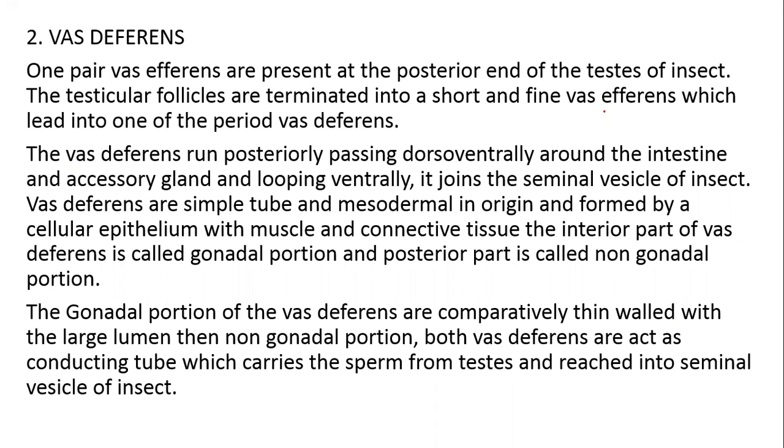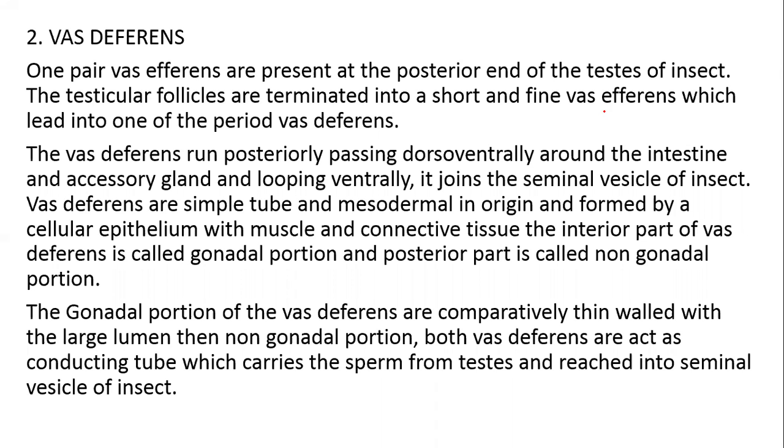A pair of vas deferens are present at the posterior end of the testis of the insect. The testicular follicles terminate into short and fine vas efferentia, which lead into one of the paired vas deferens. The small vas efferentia join together to form the vas deferens.